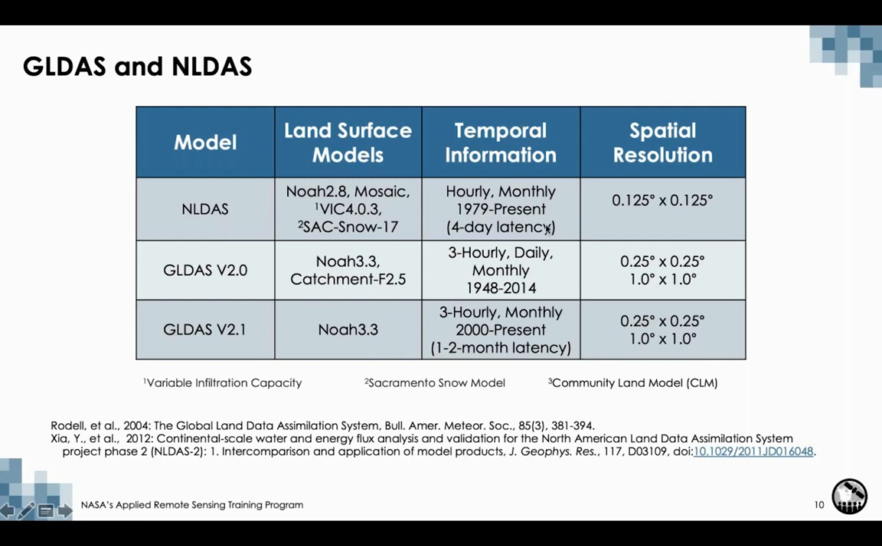Each of these have temporal information given here, hourly and 3 hourly. So hourly for NLDAS, 3 hourly for GLDAS, that information is available. In addition, daily and monthly data are also available. As you can see, NLDAS is available from 1979 onwards. GLDAS 2.1, which is completely forced by observations, is available from 2000 onwards.